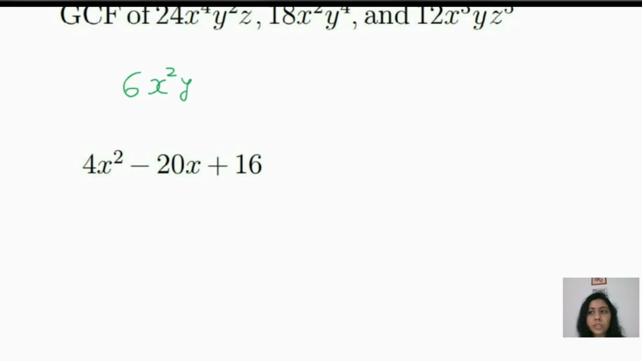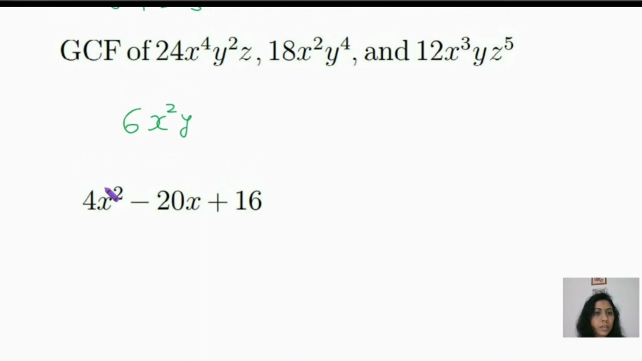So we can imagine, just like the previous question, all these monomials. This is a polynomial, a trinomial, but we can imagine each term is a monomial, and this monomial. Okay, so it means each term actually. So 4x squared minus 20x plus 16.